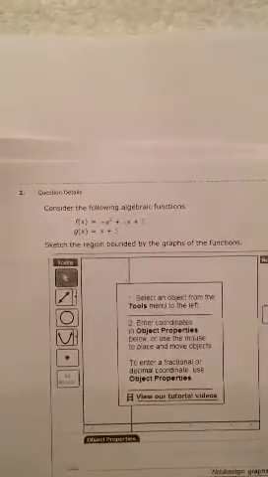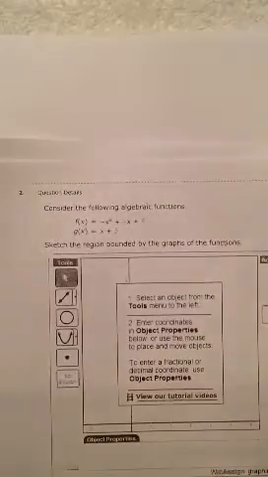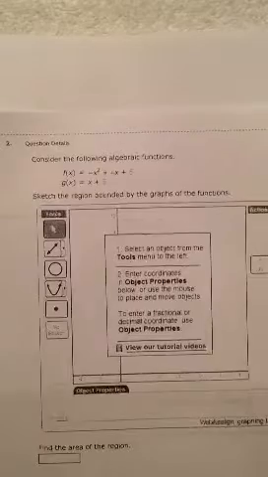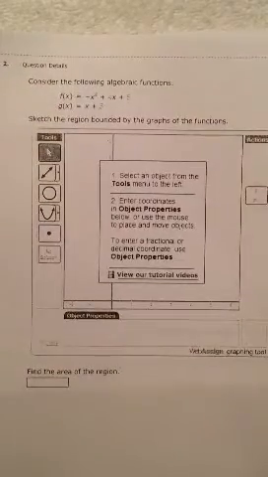Okay, for item number 2, it says to consider the following algebraic functions. Here we have a quadratic and a linear, and it says to sketch the region bounded by the graphs of the functions, and also to find the area of the region.